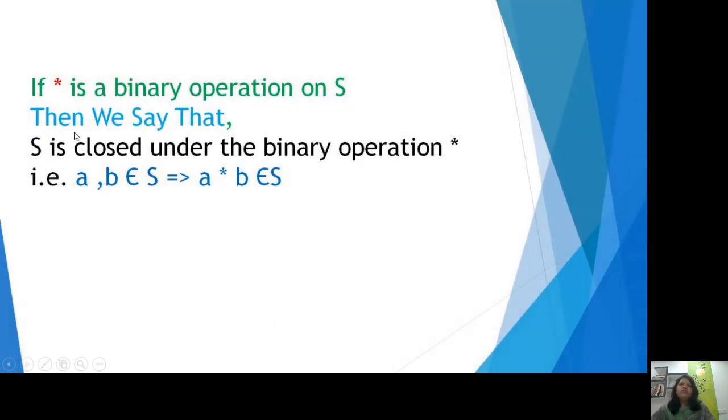When star is a binary operation on S, we say that S is closed under the binary operation star. The condition for that is: if a and b are two elements from the set S, then the star product of these two elements must belong to that set S again. So this is the condition for any operation to be a binary operation.